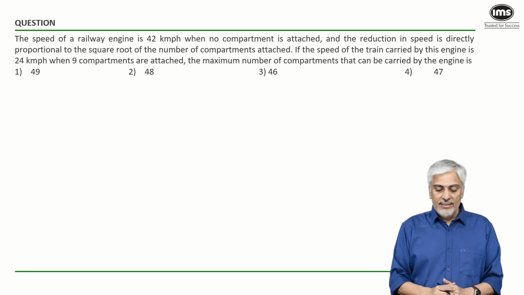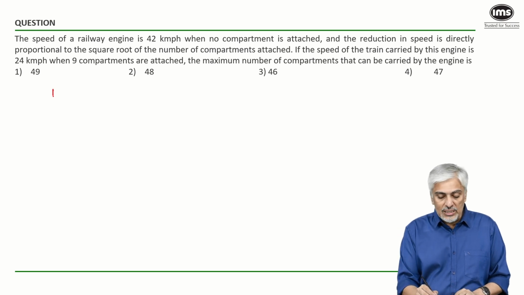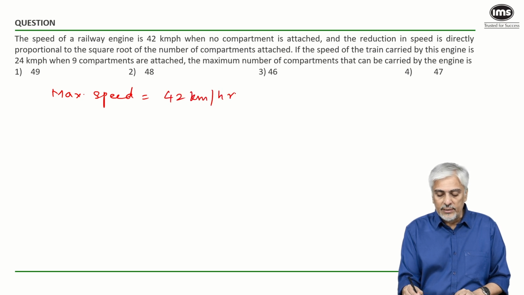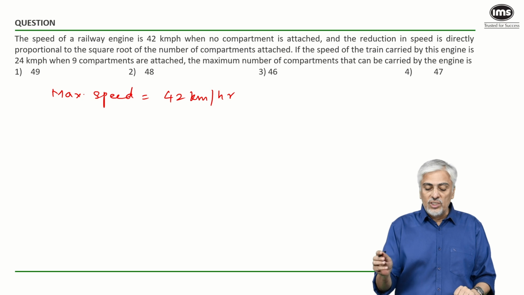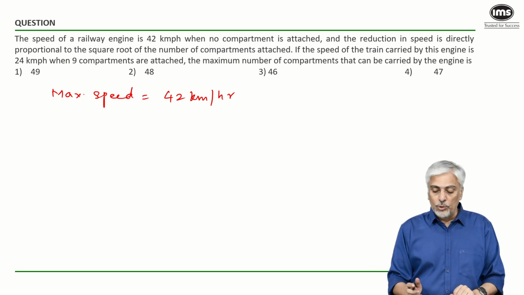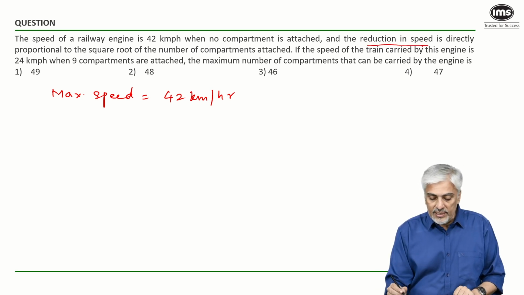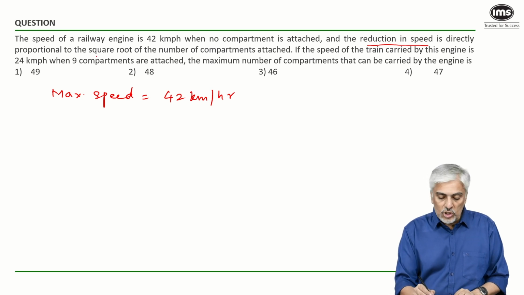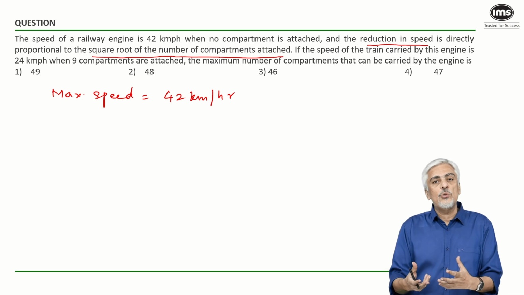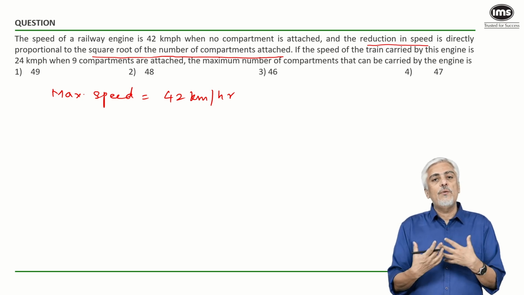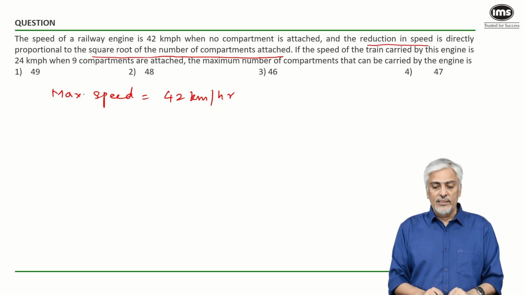So let's read. The speed of a railway engine is 42 kilometers per hour when no compartment is attached to it. So the maximum speed at which the railway engine can move is 42 kilometers per hour. And, very important, the reduction in speed is directly proportional to the square root of the number of compartments attached. That is, as you attach compartments, the speed will reduce in that proportion. We'll come to that part later.